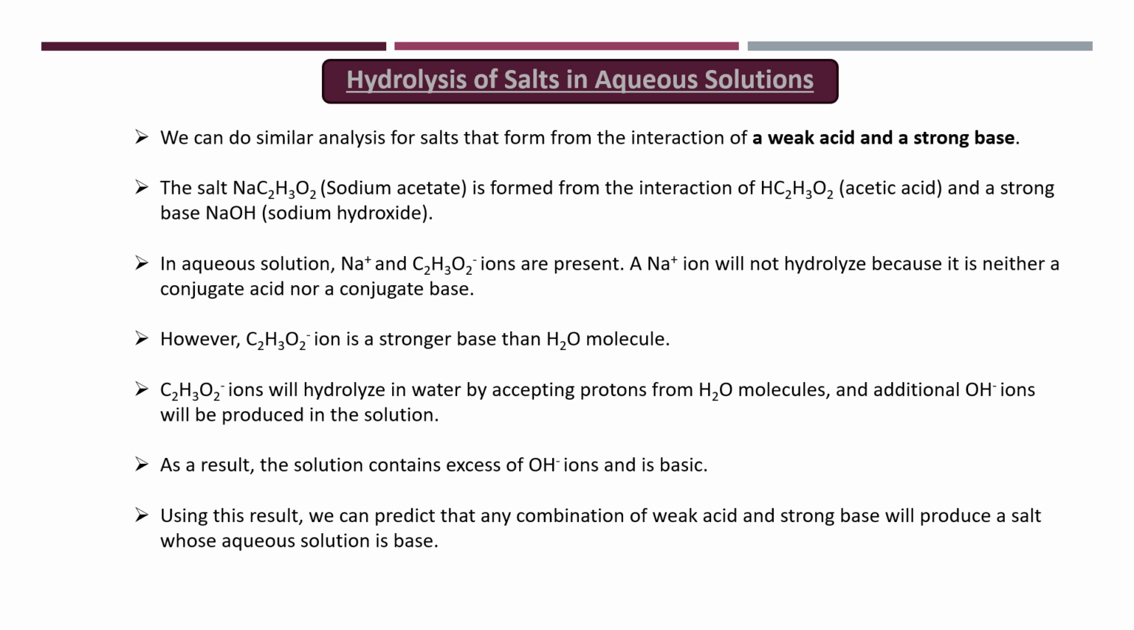However, the C2H3O2 minus ion is a stronger base than a water molecule. C2H3O2 minus ions will hydrolyze in water by accepting protons from H2O molecules, and additional OH minus ions will be produced in the solution. As a result, the solution contains an excess of OH minus ions and is basic. Using this result, we can predict that any combination of a weak acid and a strong base will produce a salt whose aqueous solution is basic.